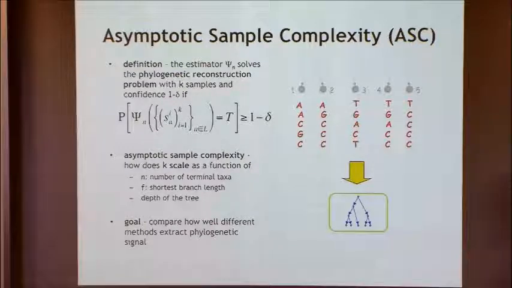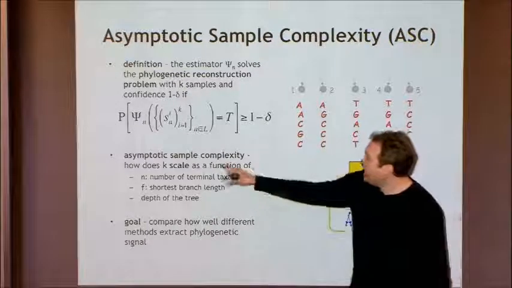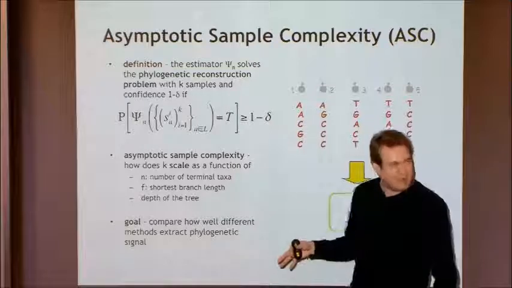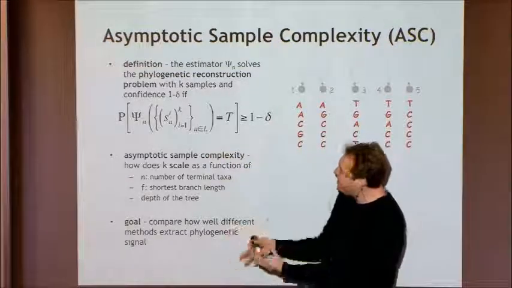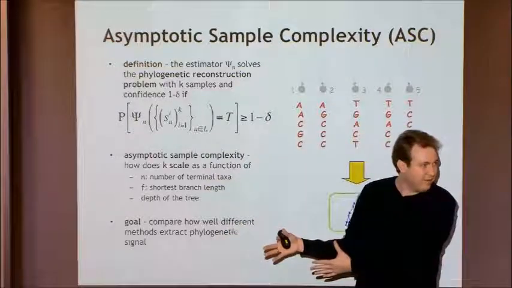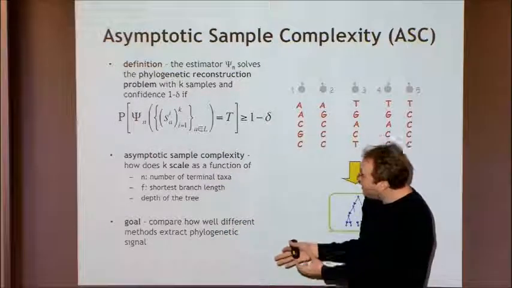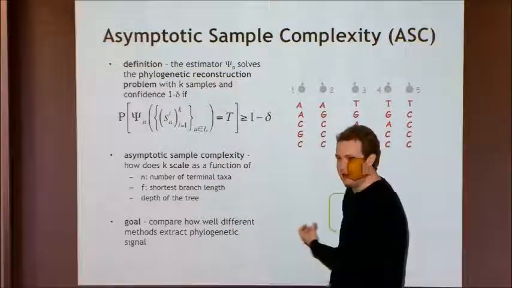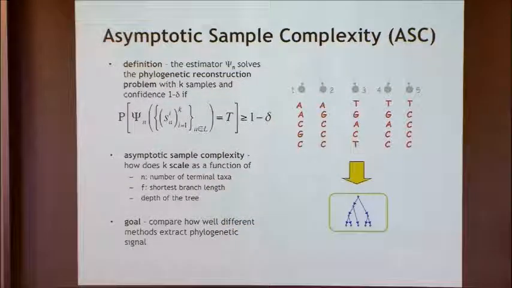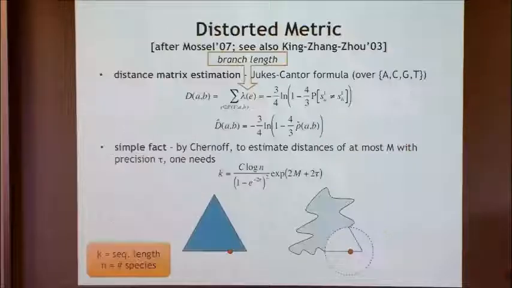Okay, so our goal is, this may not be exactly what biologists would like to know about a particular method, but it's a good way to try to quantify how well different methods extract information from the data. If a method requires less data than another one, then maybe it is going to give me more accurate answers. That's a proxy that we can prove a lot of things about, and it turns out to give some interesting insights. Okay, so what can we prove about this?